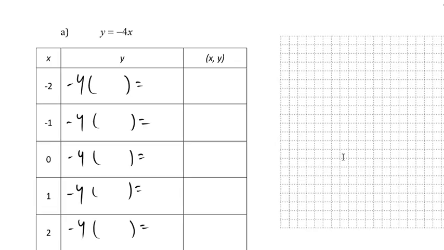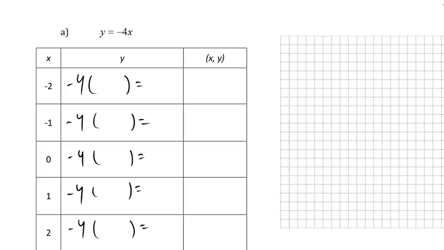Right? X is this. So those numbers go into the brackets. When you're working on this, when you start a new question, you should say that in your head. Y is negative 4 times X.